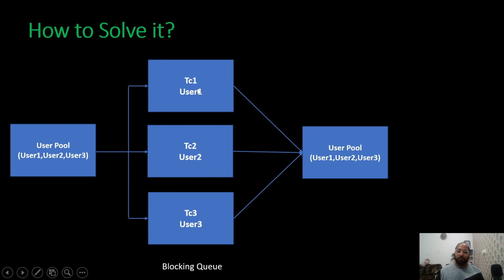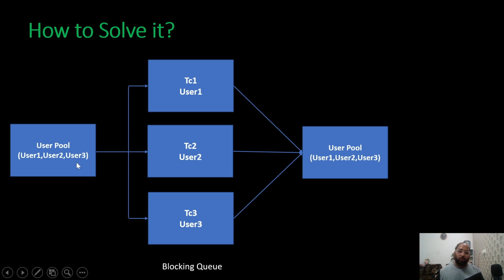But how will they get these users? For that purpose we'll be creating one user pool and storing the users. Let us say we have stored user 1, user 2 and user 3. Once test case 1 has got user 1 and has executed the test case, it will return the user back to the user pool. Similarly, when test case 2 completes the execution, it will also return the user back to the user pool. Similarly user 3, right? And then these users will be utilized again for the next execution cycle, meaning for the rest of the test cases.